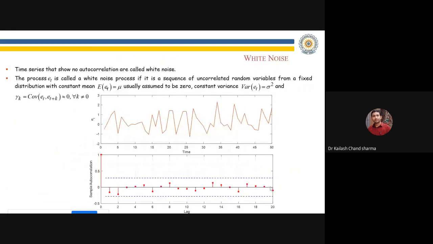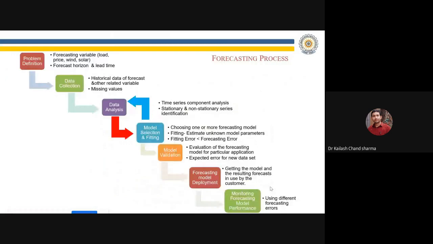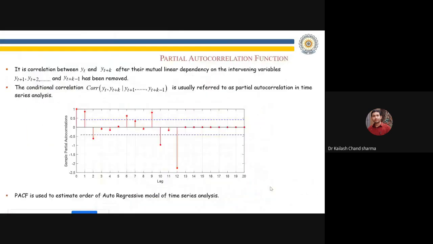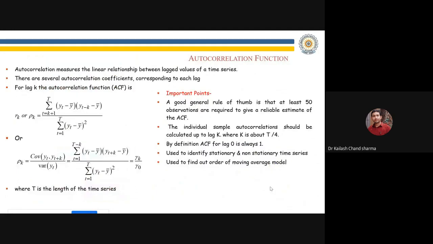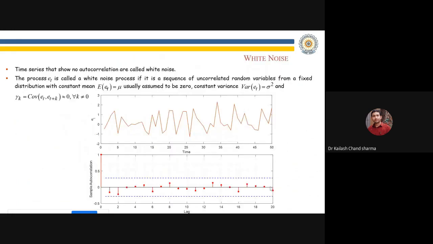Now, here we are discussing the details of the time series model. One of the time series models is the ARIMA model, autoregressive integrated moving average. Before understanding that model, we have to understand some common parameters: the autocorrelation function ACF, the partial autocorrelation function, and white noise.